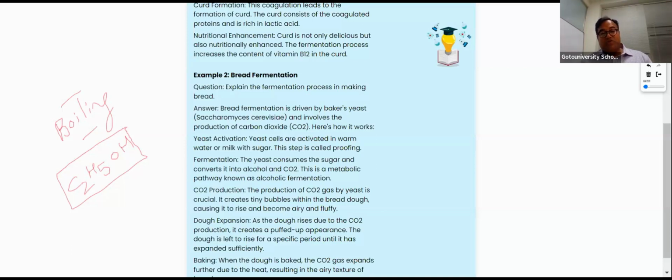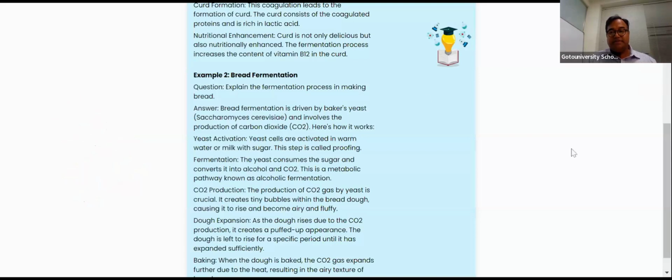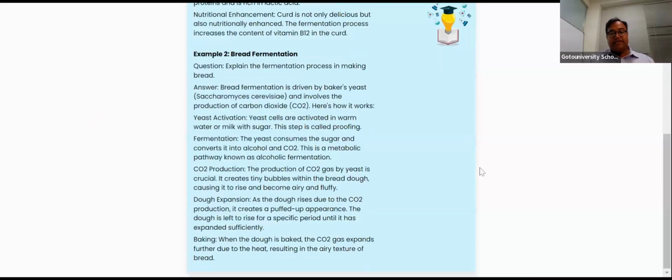And the second thing is, not only for making the bread, not only for making the ethanol, we are using yeast for the cloning process also. That we will be studying in the biotechnology chapter, which is going to come after 2-3 sessions of the Go to University team. Right now, if you're talking about the bread, how it is formed with the help of the yeast, we already told you.